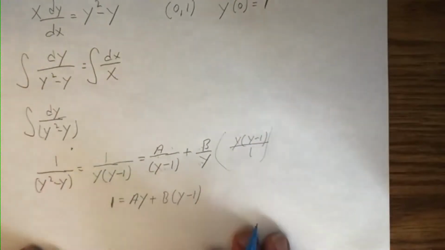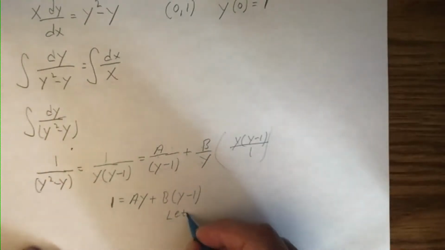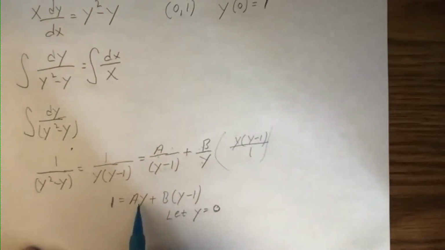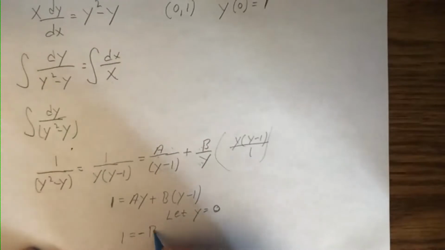So the simplest way to do this is, let's see, if I let y equal to 0, then this term is 0, and I'm left with 1 equal to minus B.